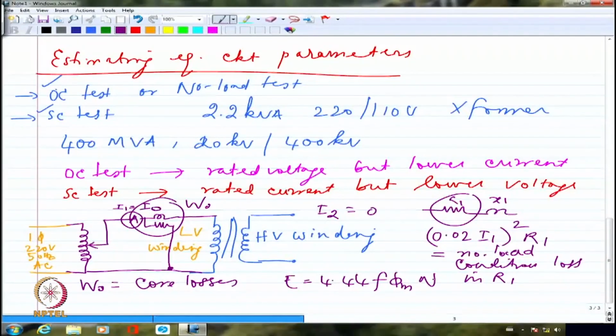This is what we wrote as the equation. So if I am talking about E1, this is N1. If I look at the flux value, if I am applying rated voltage, whether it is from the primary side or secondary side, it doesn't matter. The flux is going to be at rated value as long as the frequency and voltage are at rated value.